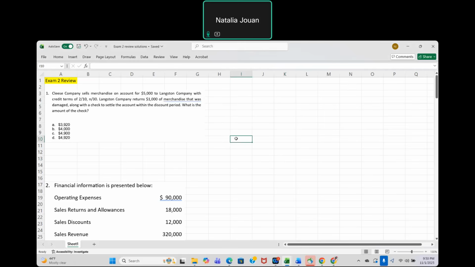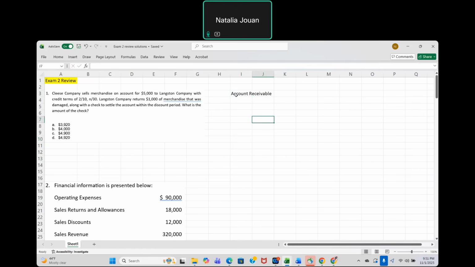We have this company that sells merchandise on account for $5,000 to Langston Company. And the credit terms are 2% if paid within 10 days. The question is asking, what is the amount of the check? So we have a company that's selling merchandise. And it doesn't really matter if you're the buyer or the seller in this case, because it's the same amount. So if we are the seller, we would have an accounts receivable at the time of sale.